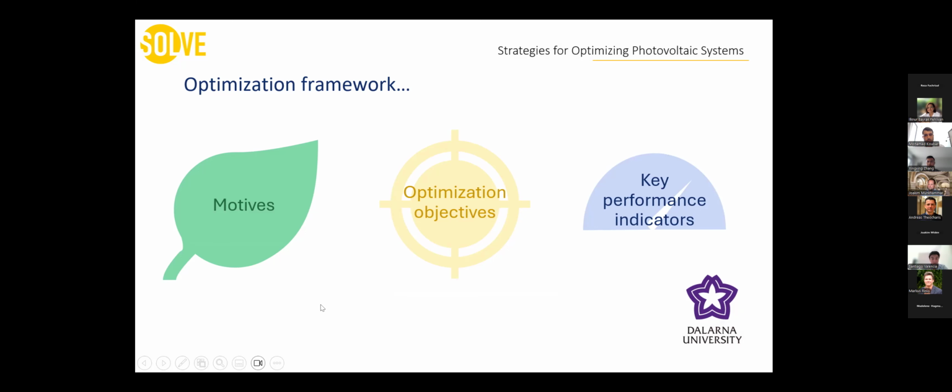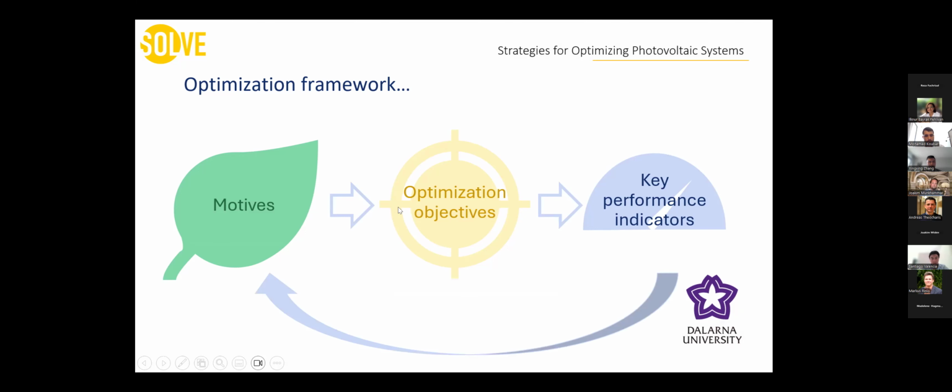There are also reviews on optimization objectives. They tell you which kind of objectives you can use depending on the type of optimization, which kind of constraints you can use, and so on. And there are also reviews on key performance indicators. They tell you, okay, you can use this indicator to assess economic performance, or you can use this other one to assess how much energy you are using, and so on. But there was no review around the coherence between these three things, which was what we studied.